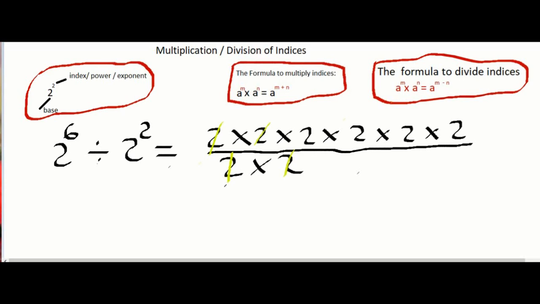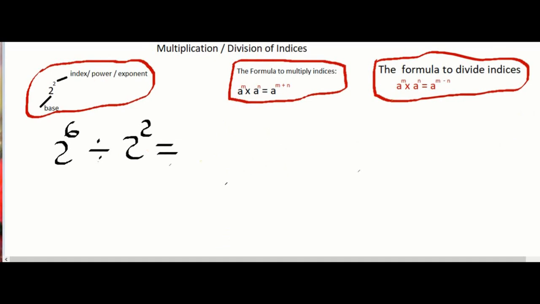Therefore, I am going to write back the base, which is 2. And then I am going to count these 2s: 1, 2, 3, 4. So we have four 2s. Therefore, our index, our power, should be 4. So now we can say our answer is 2 to the 4th power.